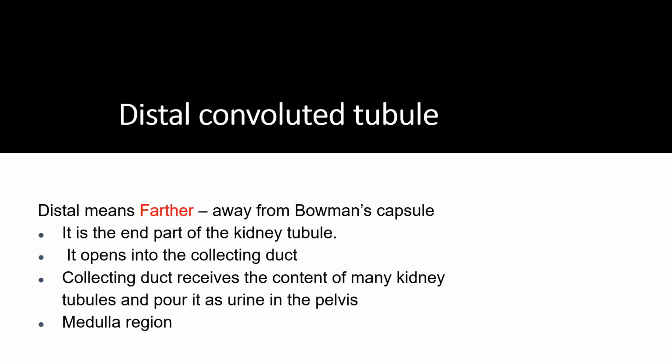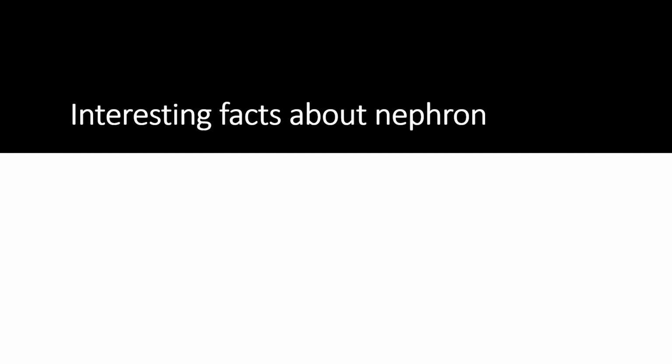It is the end part of the kidney tubule, and this distal convoluted tubule opens to the collecting duct. The collecting duct receives the urine from many kidney tubules, and finally it will pour the urine to the pelvis part of the kidney. This portion, the distal convoluted tubule, is also in the cortex. And let us discuss the interesting facts about nephron.